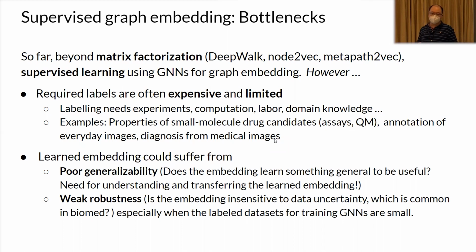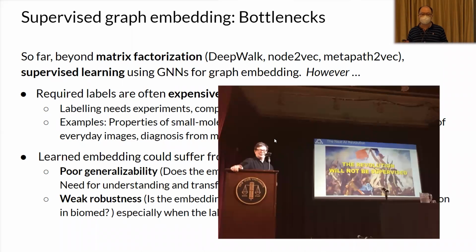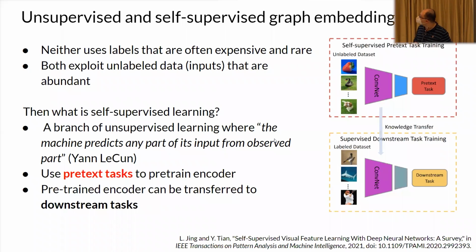So if supervised learning is not the answer, just like people have said that the next revolution in AI is not supervised, then where's the answer? Well, we can all guess, if it's not supervised, then it's unsupervised. So I'm going to talk about self-supervised learning, which, just like unsupervised learning, overcomes the bottleneck of labeled data by not using labeled data. Essentially, we are using unlabeled data, and what's even better is we have a massive amount of unlabeled data.